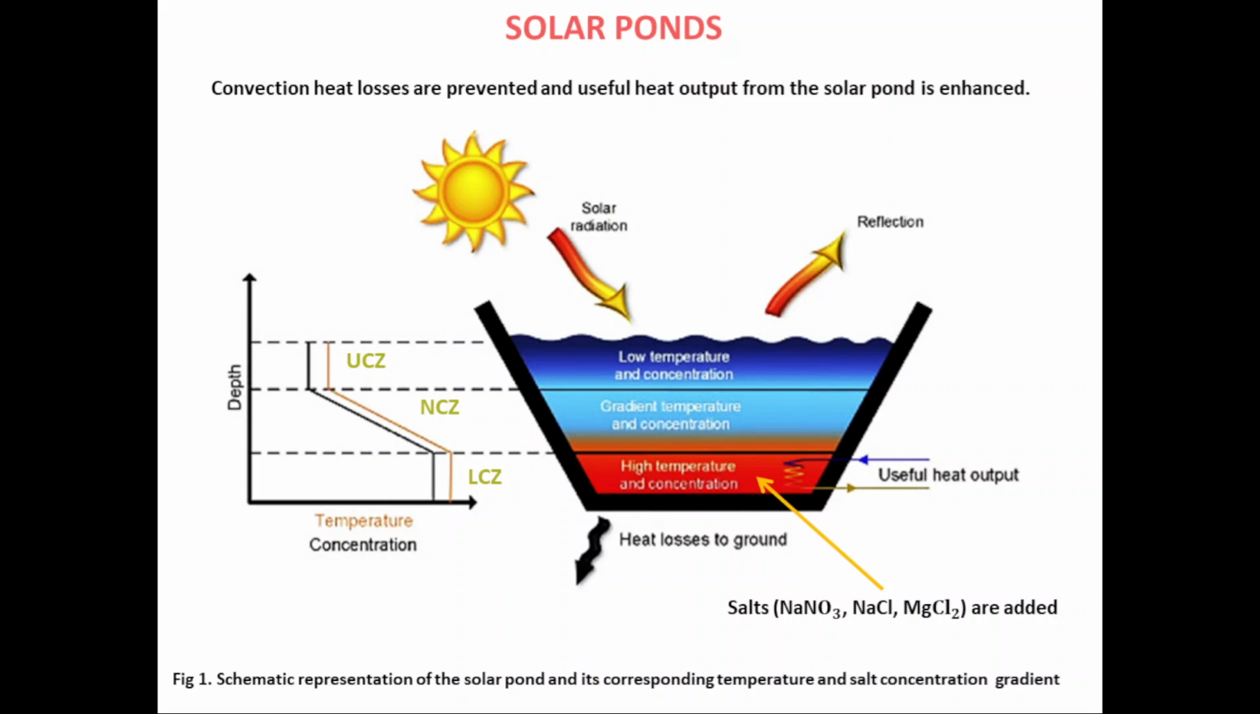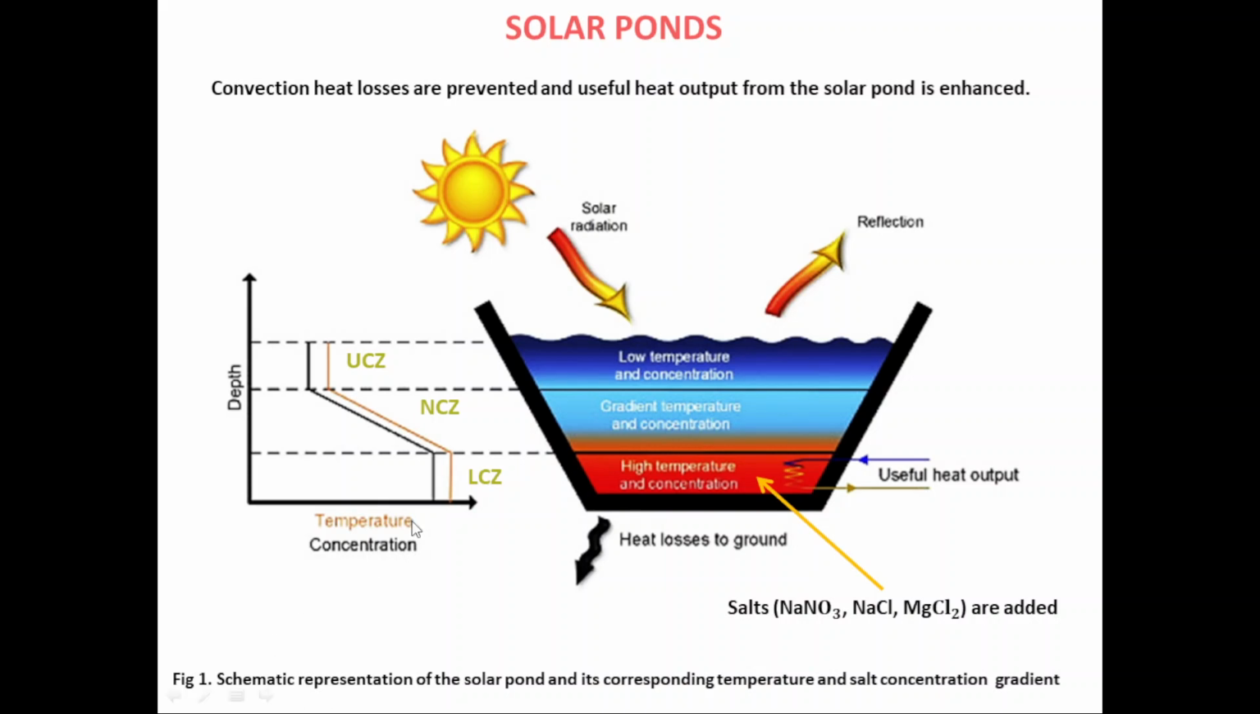This region's main function is to act as an insulator medium, so that the heat that gets generated or absorbed at the bottom does not get transferred to the top layer. That is, whatever heat is getting absorbed by your lower convective zone does not move up to your upper convective zone. So the main function of your non-convective zone, or your middle gradient temperature region, is to act as an insulating layer.